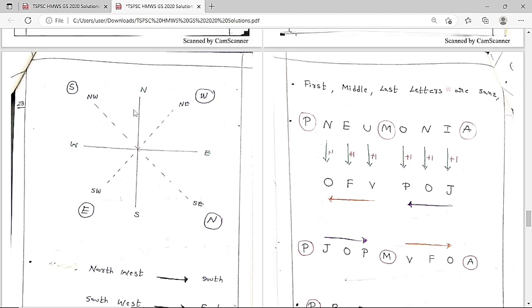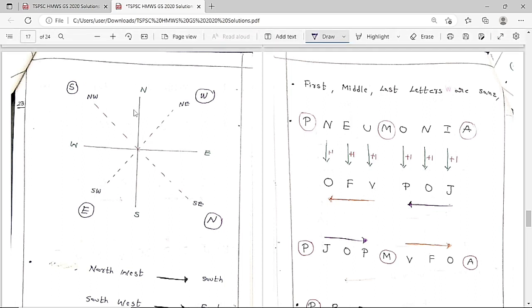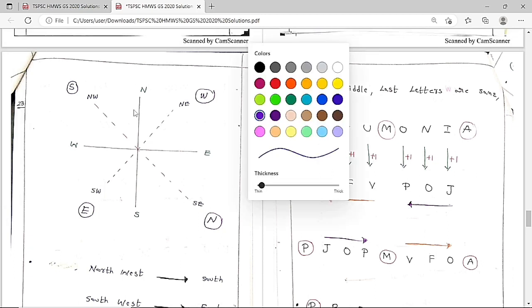Generally, this is the north, this is the south, this is the east and this is the west. So north, south, east and west. Always the sun is going to rise in the east. This one I already told you. Let me draw with the red color pen so that you can easily understand.